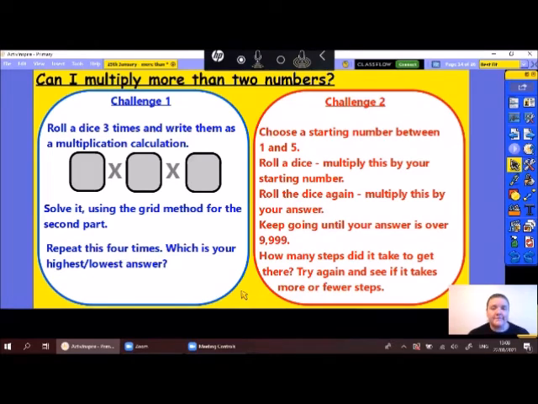Repeat this 4 times. So you roll the dice 3 times each time. And find out what your highest and your lowest answers are. If you find challenge 1 easy, then move on to challenge 2.